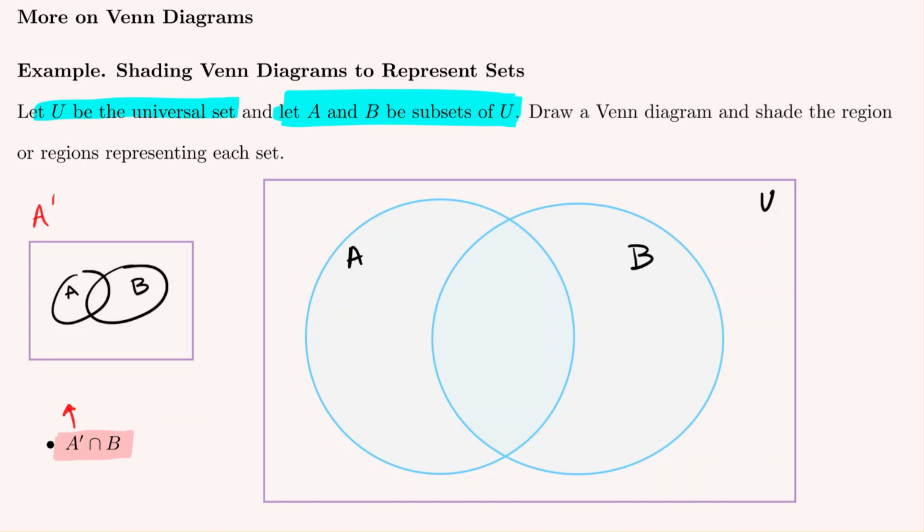Now A complement is everything in the universal set that at the same time is not a part of A. So it's like I'm excluding A but including everything else. So A complement then could be here. Maybe it's easier to just start excluding A and then coloring everything that doesn't involve A.